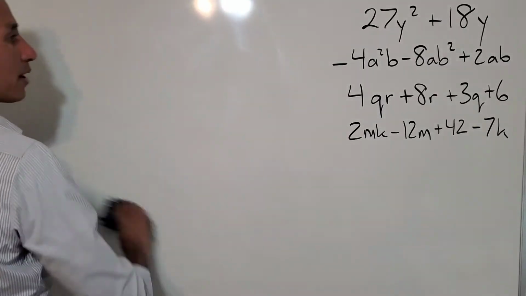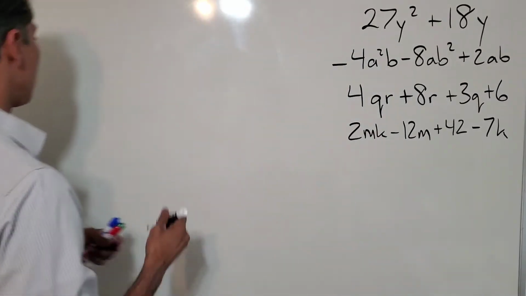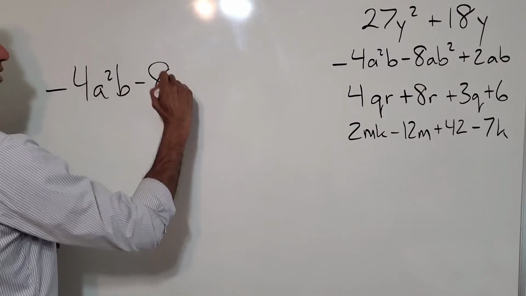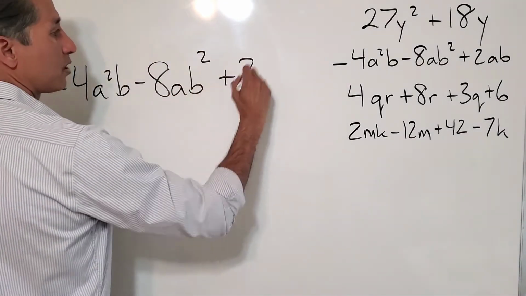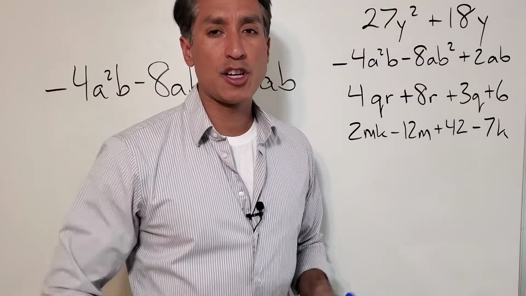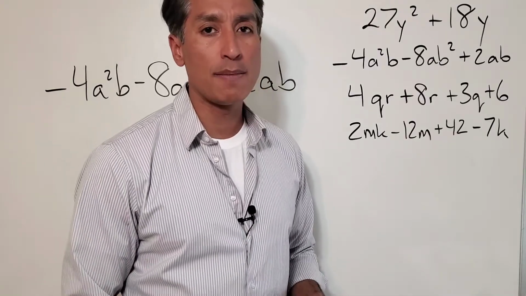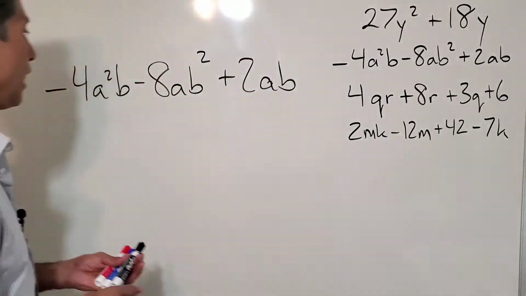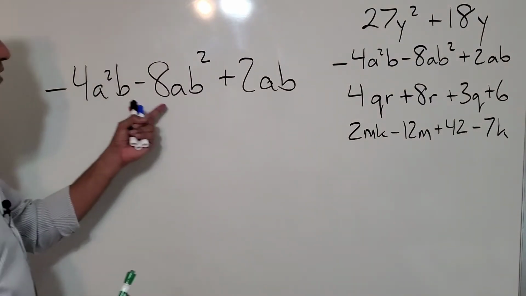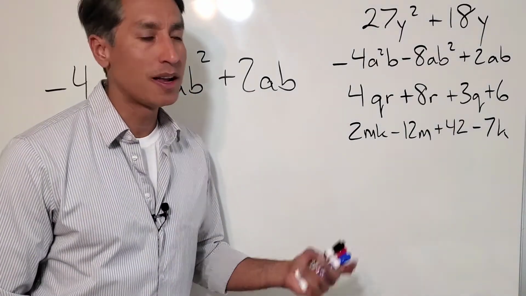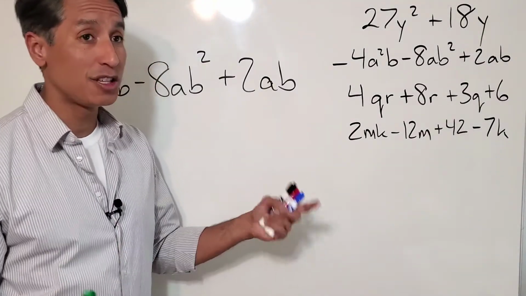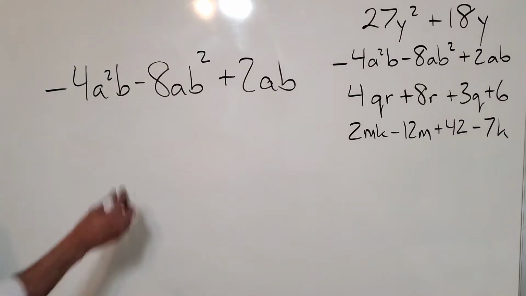Okay, the next one here is kind of long, so let me just write this out as big as I can. Negative 4a squared b minus 8ab squared plus 2ab. Okay, so same idea, right? You're pulling out as much stuff as you can that's common with all 3 of these components. And so hopefully you're looking at this going, oh, okay. The biggest number that I can probably pull out of all 3 of these is 2, because this guy has a 2, but I know 8 and 4 are multiples of 2 or factors of 2 or however you want to say it. So let's write that guy down.